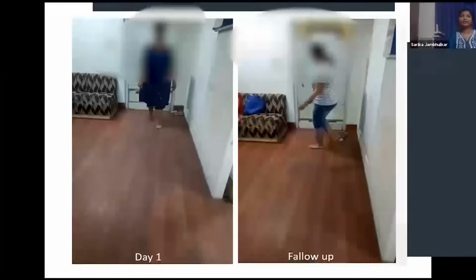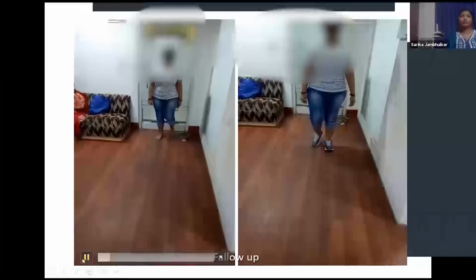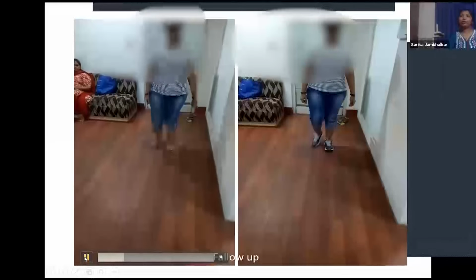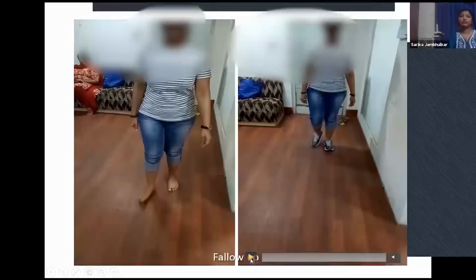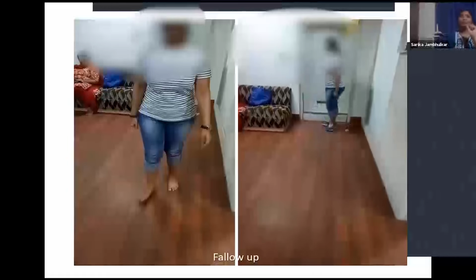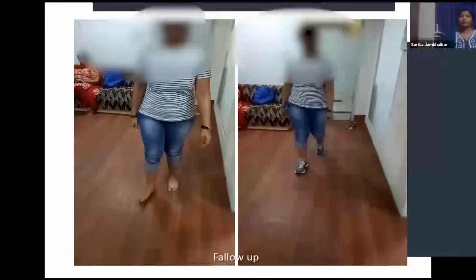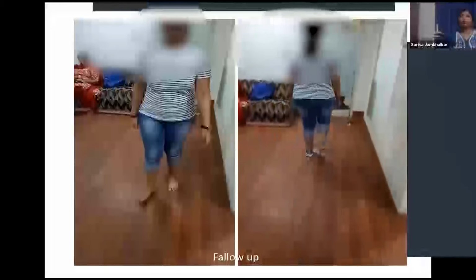Now again, the first video is the same which we saw in the previous slide. Now the same patient, how she will walk with proper sport shoes and insoles. That minimal limp which was there when she was barefoot is gone. Look at her walking speed.